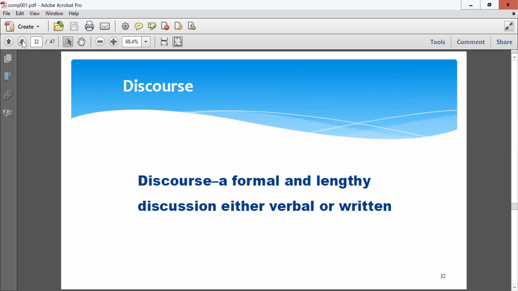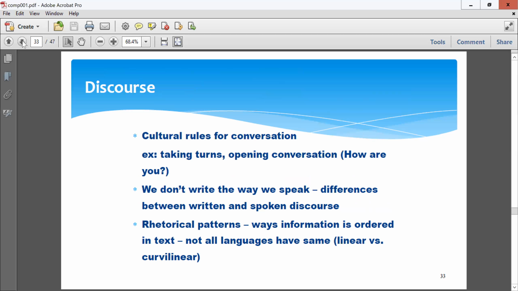Discourse is any kind of discussion. It could be verbal or written, but it's really formal. So when we say discourse, it's more of an academic type term. Discourse includes cultural rules for conversation. For example, taking turns and asking certain phrases at the beginning of conversations. We don't really write the way we speak, and it's very apparent in the way that we text. There are differences in how we speak or text and what we would do in a written response.